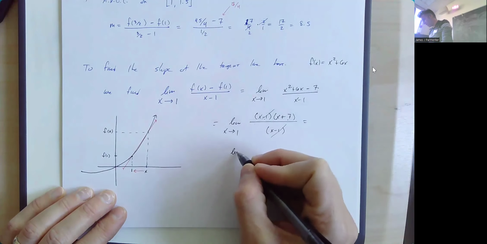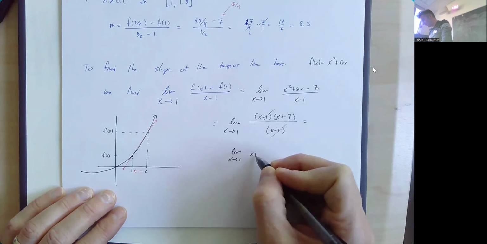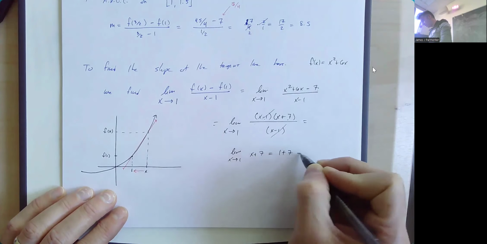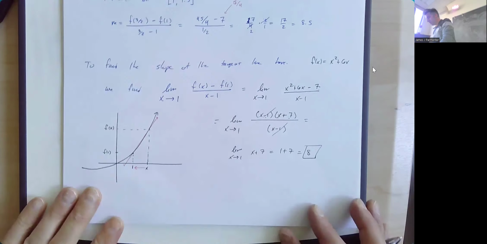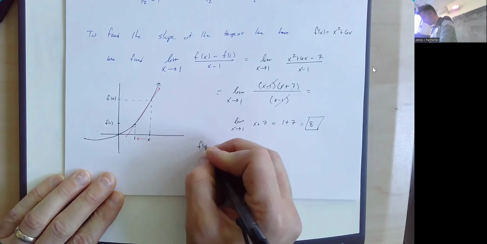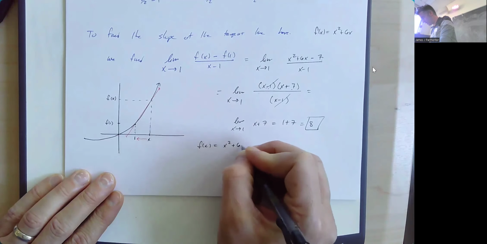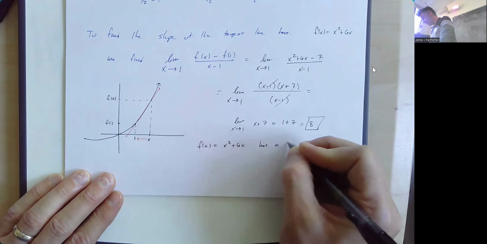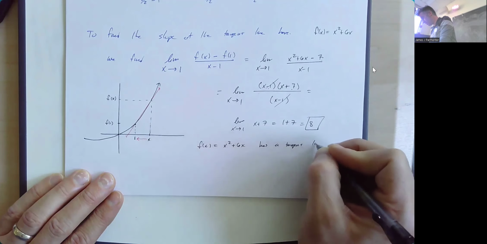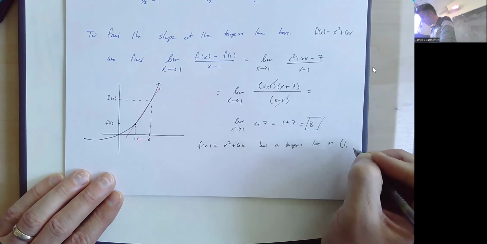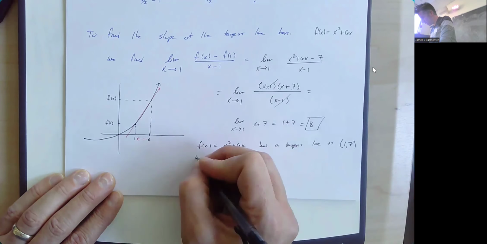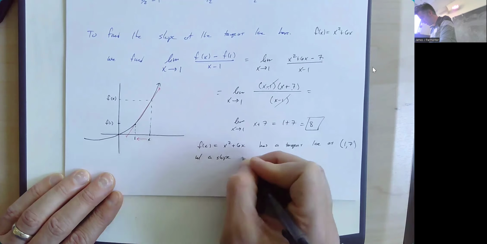You're left with the limit as x approaches 1 of x plus 7, which is 1 plus 7, which is 8. So the slope of the tangent line here is actually m equal to 8. So f of x equal to x squared plus 6x has a tangent line at the point 1, 7 with a slope of 8.